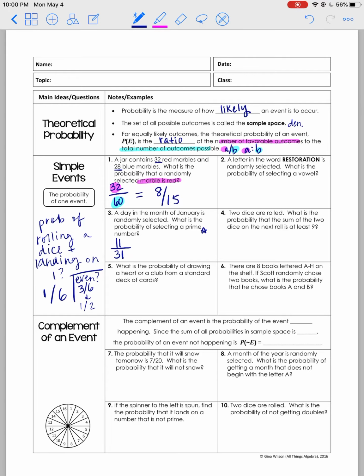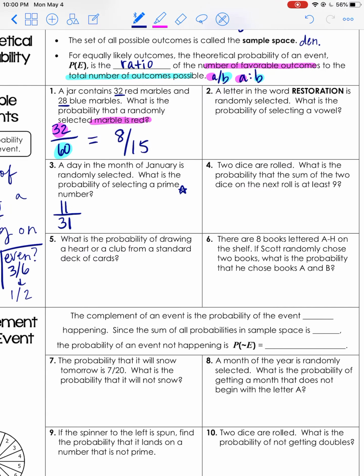All right, let's do 2 more. Let's do 5 and 6. Number 5, what is the probability of drawing a heart or a club from a standard deck of cards? So, how many cards are in a standard deck? 52. And we know that there are 13 of each type, right?